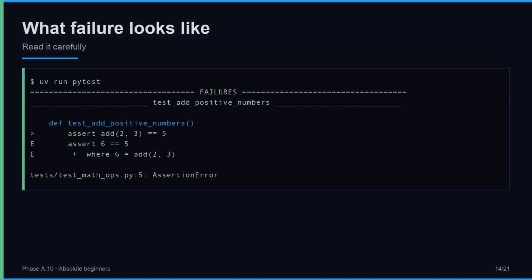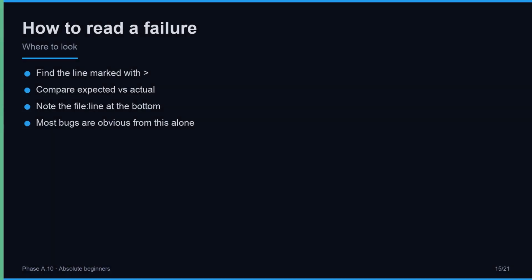Here is what failure looks like, and it is beautiful. PyTest shows you the exact line that failed, the line with the angle bracket marker. It shows what you expected, 5, and what the function actually returned, 6. It even shows the inputs, add of 2 and 3. At the bottom, the file name and line number. You do not need a debugger for most failures. PyTest hands you everything in a few lines. Read it, fix the bug, run again. Beautiful failure.